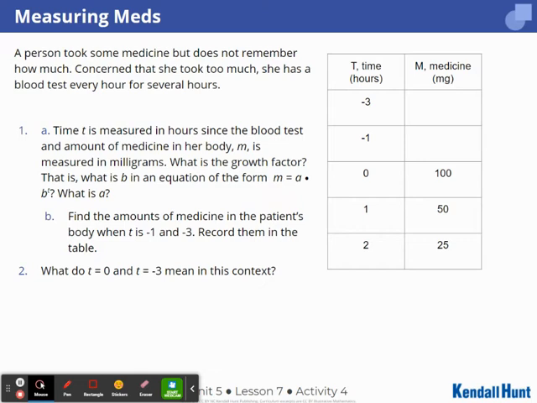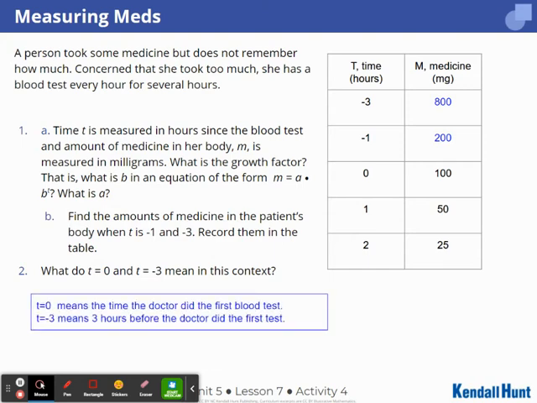And so if we want to know what the amount of medicine in the body was an hour before at -1 and 3 hours before, we would go backwards from that. So we would double it. So -1, we would double 100 and get 200. And then double that again gives us 400. So that would be -2. So you have to double it once more to get 800. So these values, when t equals 0, is the initial time that the doctor took the first blood test, and that was 100 milligrams. And t equals -3, it's talking about 3 hours before the initial test.